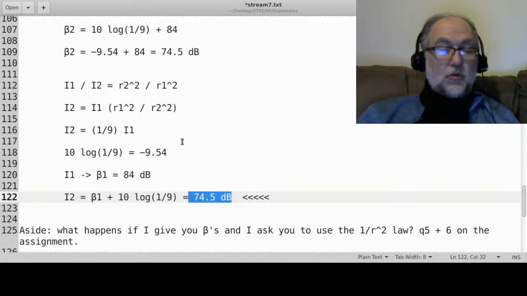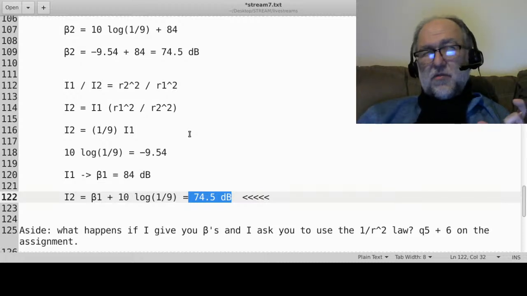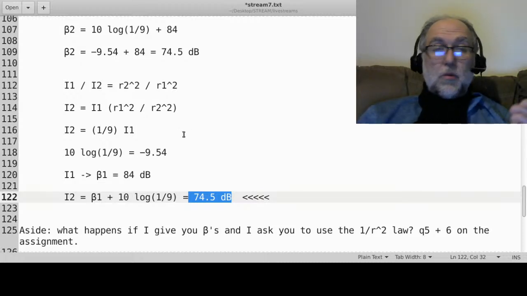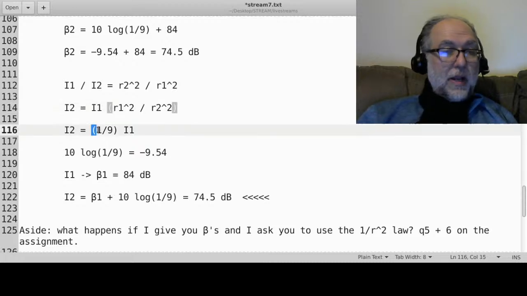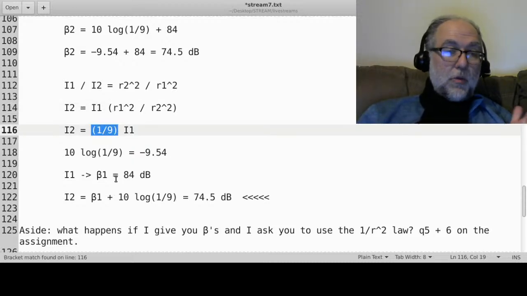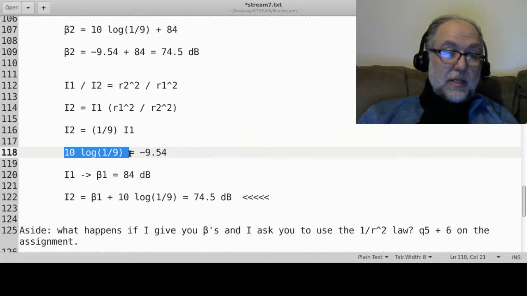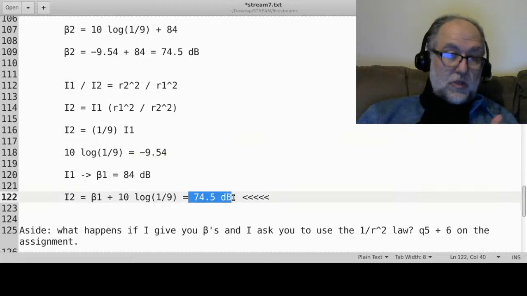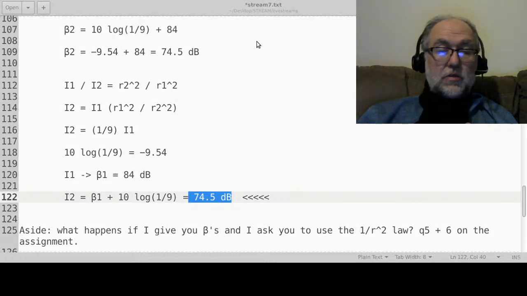So this is the way I do it in my head. I don't convert from I to beta, then use the inverse R squared and then convert back. I just say, well, what factor is that R1 squared to R2 squared? Is it 1/9? Well then I want to take my original decibels and add 10 log of 1/9 to it, and that'll give me the new decibels. So that's the easiest way to do these problems.